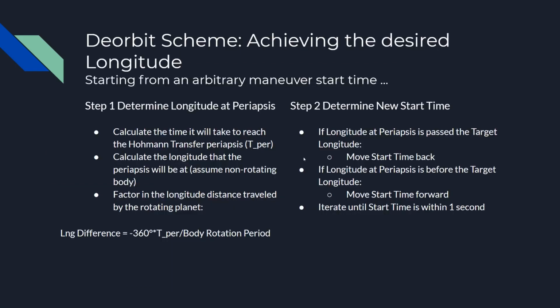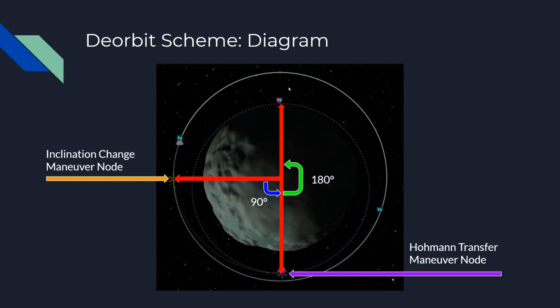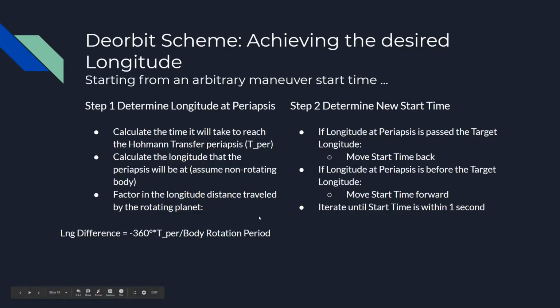So the only thing that's left to fix is the longitude, and you do that by first calculating where your longitude is going to be once you reach the periapsis here. The body is still going to be rotating, so you need to subtract that out using this longitude difference equation here. And I believe you need to add it if you need to be in a retrograde orbit, but for a prograde orbit, you need to subtract it. And then once you do that calculation, you can find where your ship is going to be longitude-wise when you reach the periapsis.